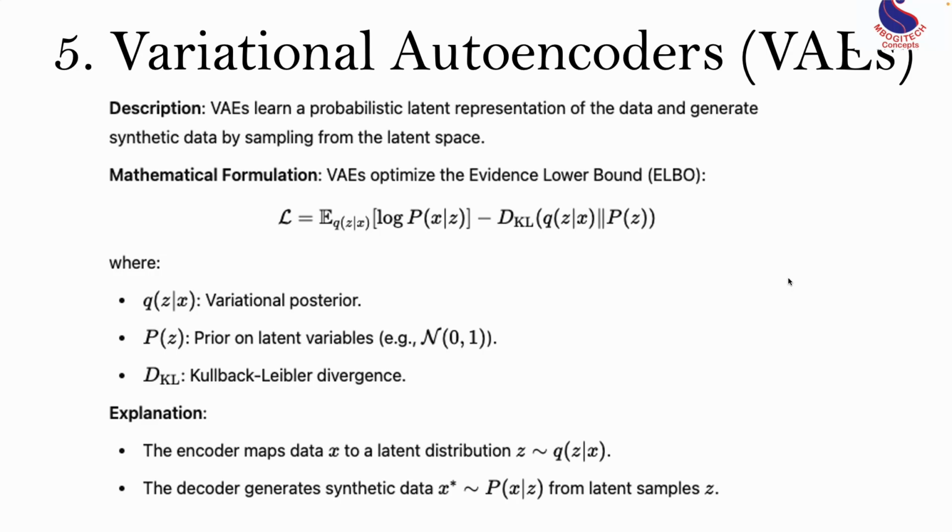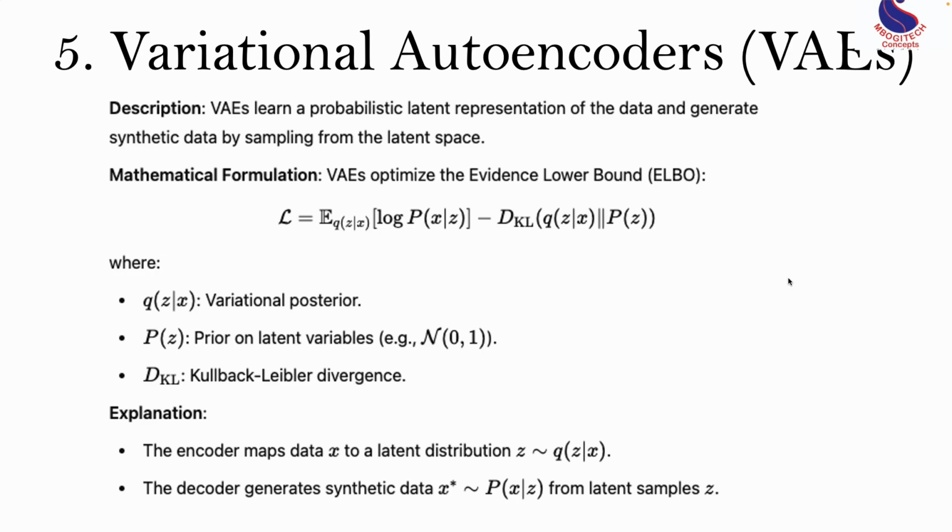And if you are hearing this for the first time, don't worry. When we come to implementation in Python, we will take time to explain this and do it in more detail. So just watch out for that video. But this is the formula, and these are the definitions for the formula. You have the variational posterior, and then you have the prior on latent variables, which is here, and then you've got your KLD, or your KL divergence, as you can see here.